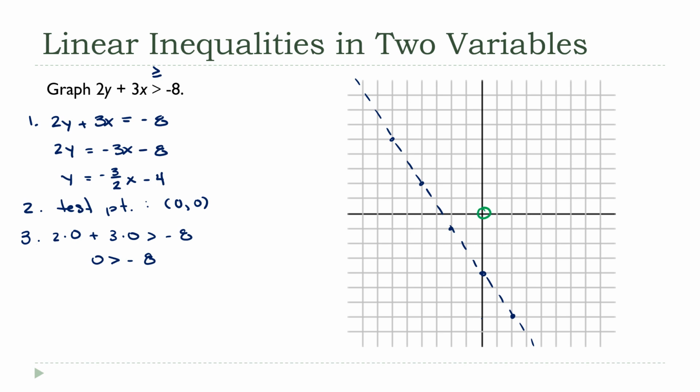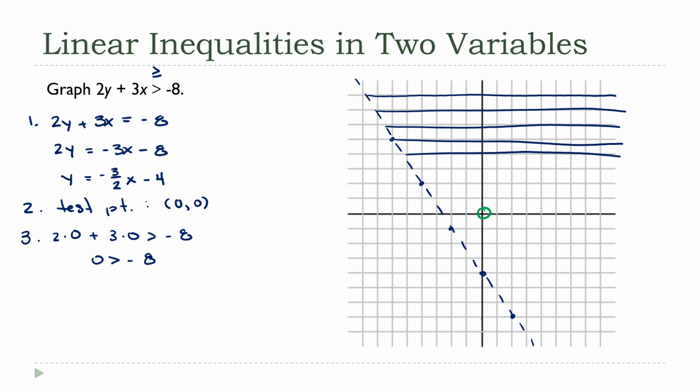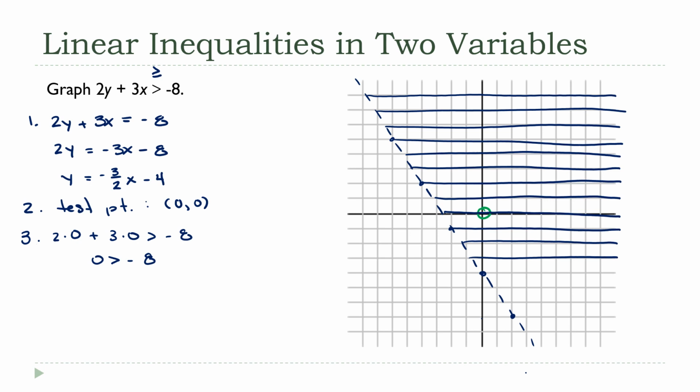So everything on the same side as the origin is part of the solution. So I'm going to shade everything over here. Again, takes a second. Trying to be reasonably neat. Right? This whole, it's called a half plane, that's a technical term for it, represents the region where all of this inequality's solutions lie. Right? And there's my solution.